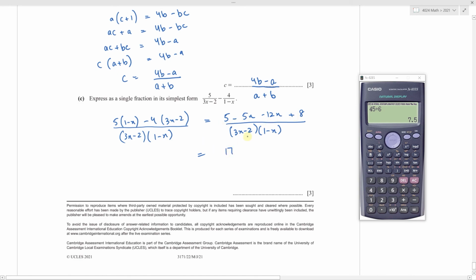So 8 plus 5 is... sorry, 8 plus 5 is 13. Minus 12 minus 5 is minus 17x. And then the denominator as it is. So your answer is 13 minus 17x over 3x minus 2, multiplied by 1 minus x.